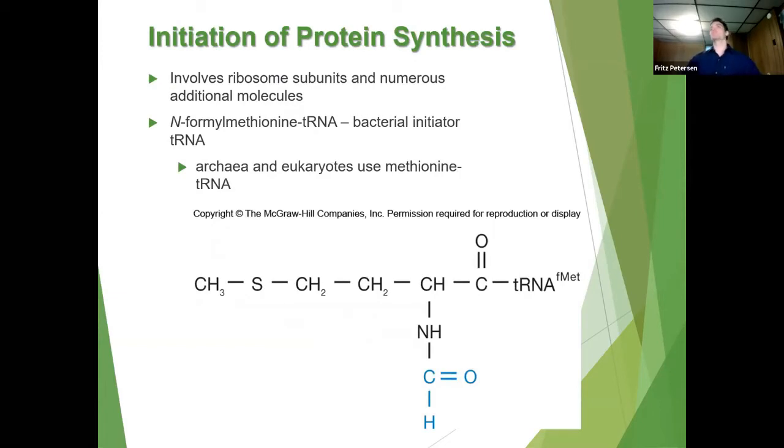So this involves the ribosomal subunits and numerous additional molecules. One of the important ones is N-formylmethionine, also known as F-met. You can see the F-met over there, and I'll be referring to it as F-met from now on just because it's simpler. And it's a derivative of amino acid methionine in which a formyl group has been added to the amino group. And it is specifically used for the initiation of protein synthesis from bacterial and organellar genes.